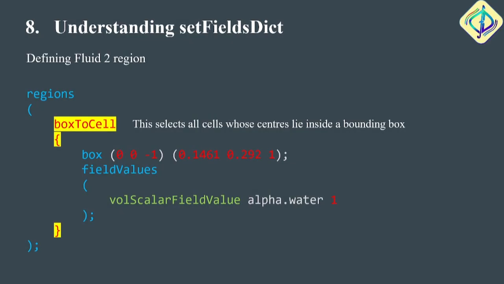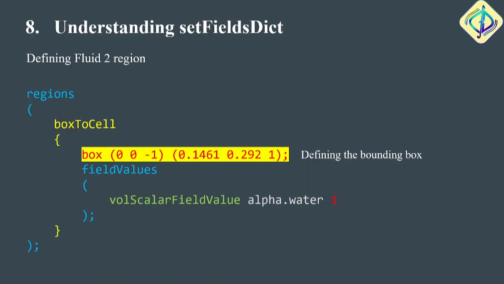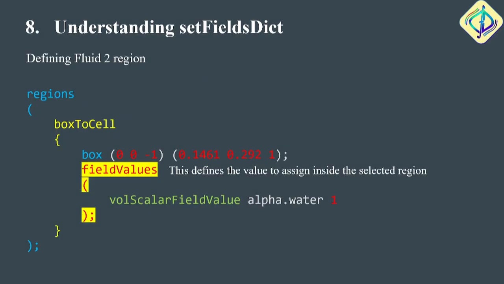So this is where you will specify that fluid region, and then you will use the block, your box to cell. This is the syntax for putting in your bounding box. And over here again, you'll use the keyword box, and then you will type in your lower and upper limit. And then you will assign some field values to that bounding box.